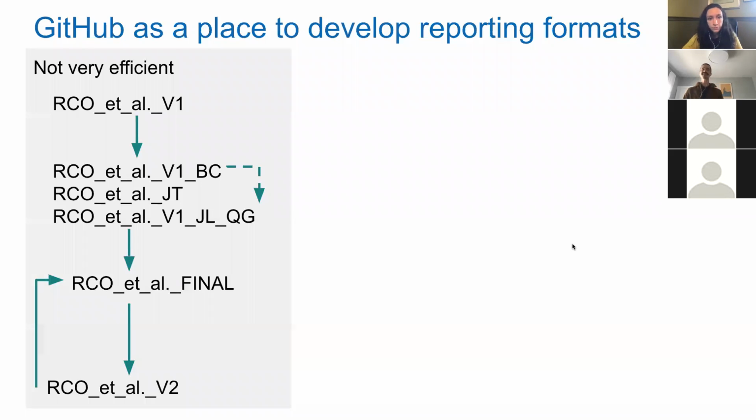Okay, so I think it's safe to say that a lot of us have been in this loop that I depict here of document editing, where it's tough to keep track of the most recent version of a document, tough to figure out what the final one is, especially when you go through multiple rounds of reviews, right? And so we needed a more nimble and transparent way of getting feedback on our data reporting formats.